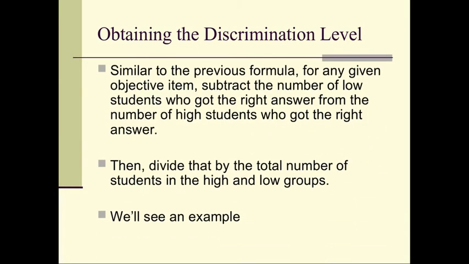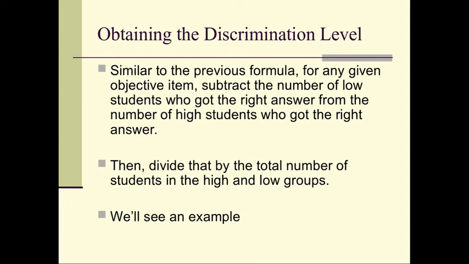Now we'll look at how to obtain the discrimination level. Similar to the previous formula, for any given objective item, subtract the number of low students who got the right answer from the number of high students who got the right answer. Then divide that by the total number of students in both the high and low groups.